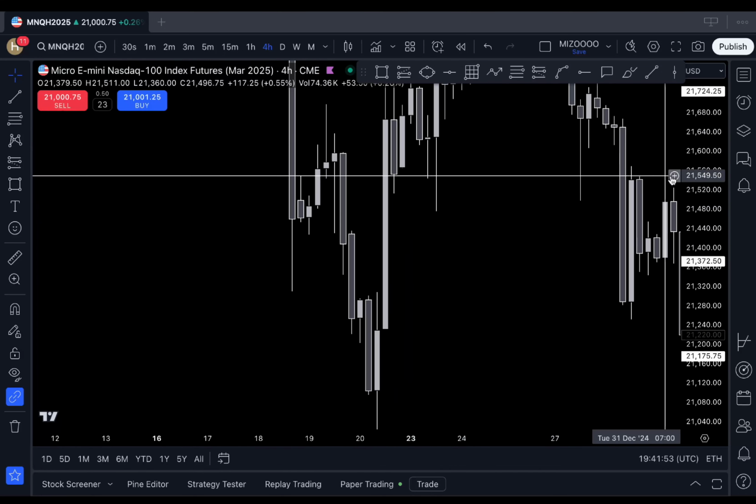Now, the reason why change in state deliveries are important is because it's not just a line. When a change in state delivery is created, that is an order block there, okay? So that is why most of the time price will come back to fill it.